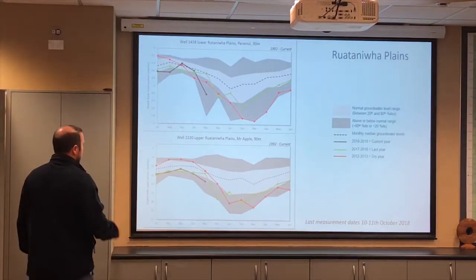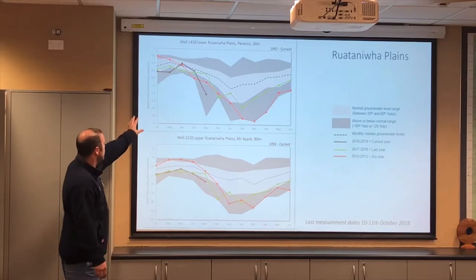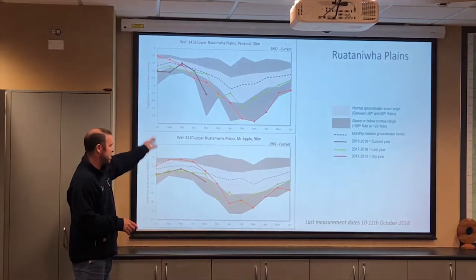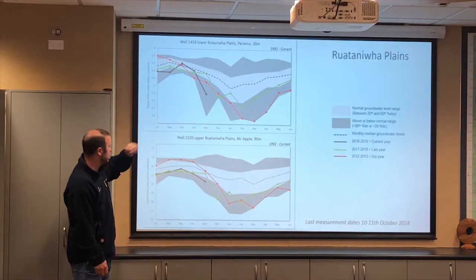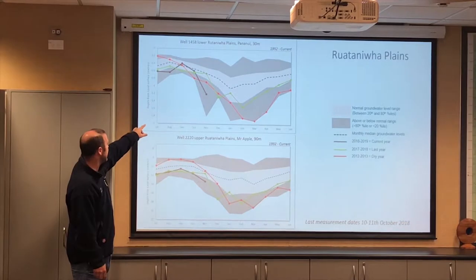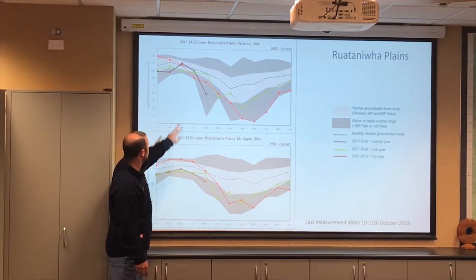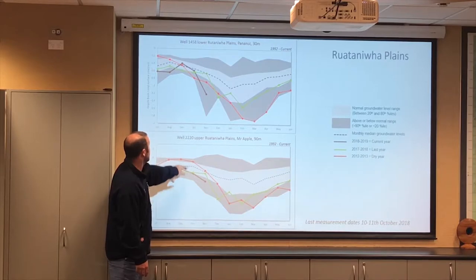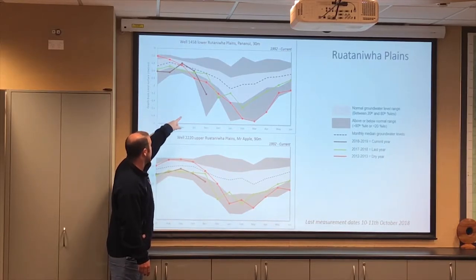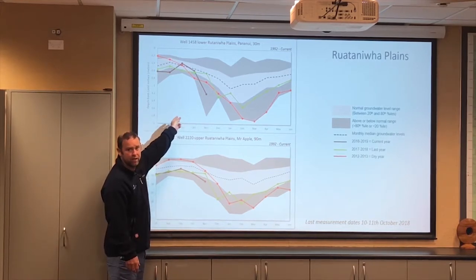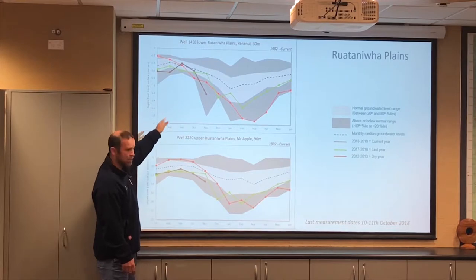Two wells to represent those areas. We have 1450, which is down by Stockade Road, and well 2220 up by State Highway 50, Mr. Apple. You can see here that the groundwater levels, particularly in 1450, which is a little unusual, usually we see that sort of thing in well 2220, just suddenly dropped quite rapidly between October and November. We're below 2012-13 at the moment. It's hard to know what that means.